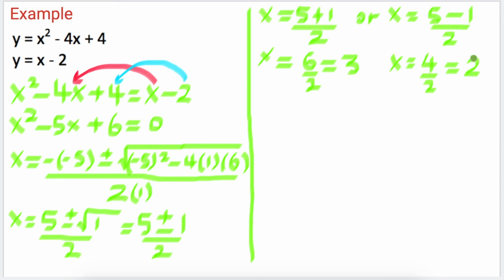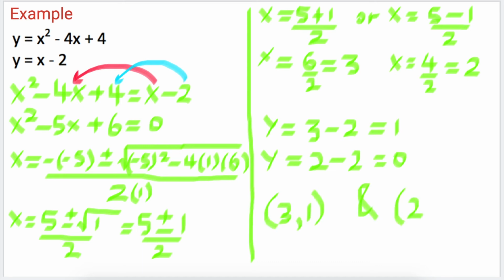So now we need to find the y solutions. I'm going to take 3 and use the linear equation to find y. You can use the quadratic equation, but it's a little bit easier if you use the linear equation. So y is equal to, I substitute x here with the value of 3. So it's going to be 3 minus 2 equals 1. And then I take the same linear equation, substitute x with the value 2. So 2 minus 2 equals 0. So the 2 points are (3, 1) and (2, 0). These are the 2 points where these two lines cross each other, and those are the solutions.